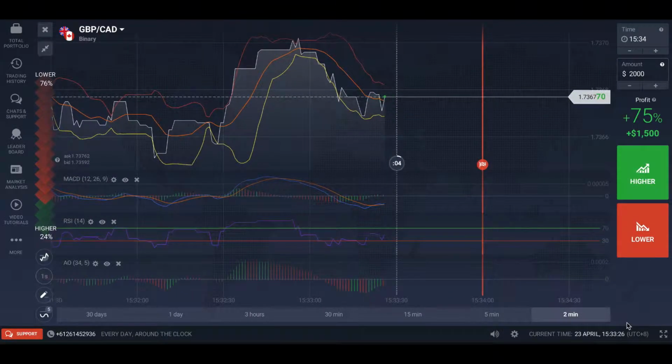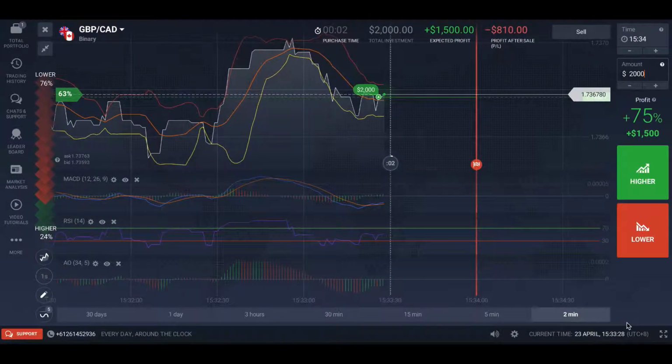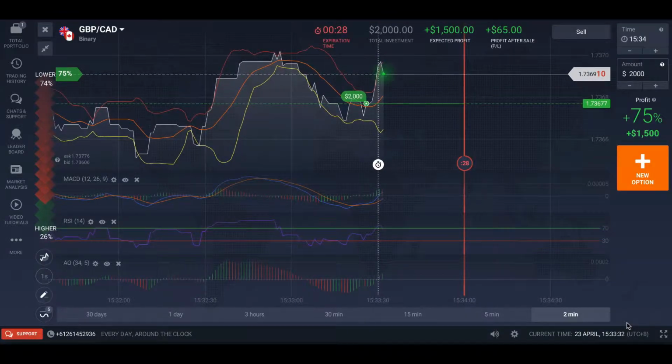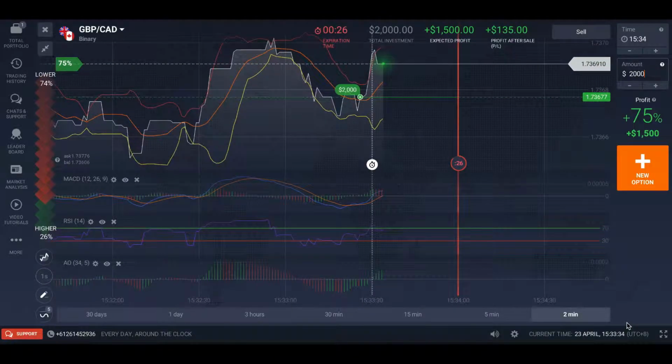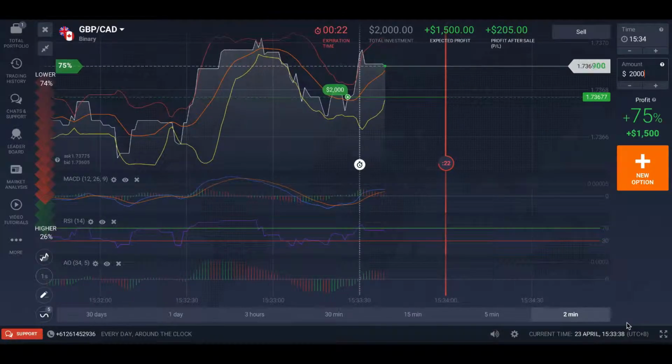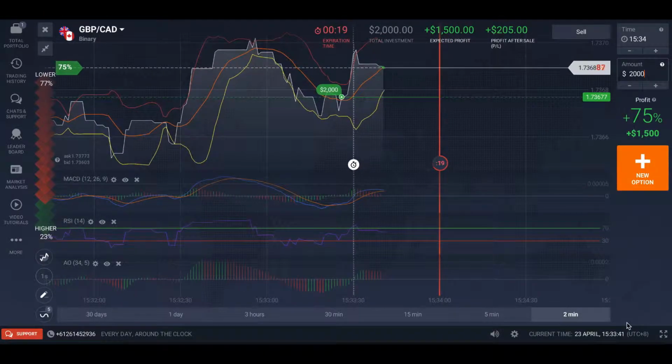This looks pretty interesting, so I'm going to jump into it and let's see what happens. All right, put in the same trade, $2,000. I expect the chart to actually end up being a little bit stronger than the point we entered in.